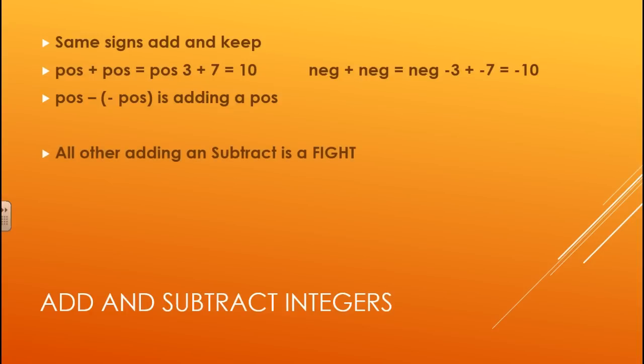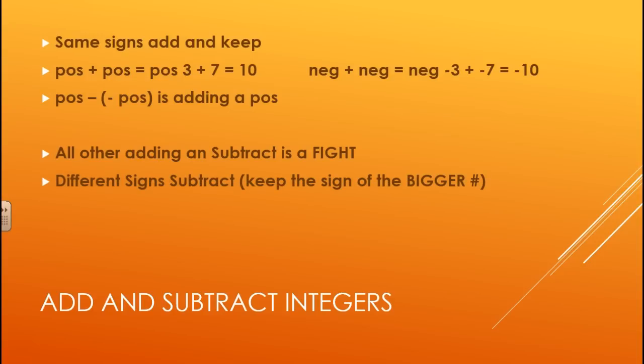All other adding and subtracting is a fight. At this point, they're just not getting along. Positive, positive, great, we get along. Negative, negative, oh yeah, we're buddies, let's put more negatives together. Not anymore. This is when the fight starts. You have to remember that different signs subtract. Keep the sign of the bigger number, then you'll be exact.